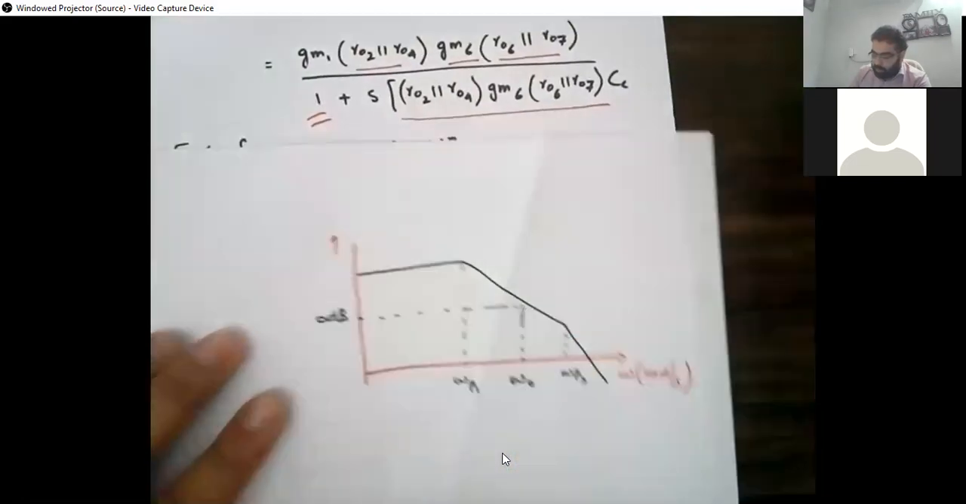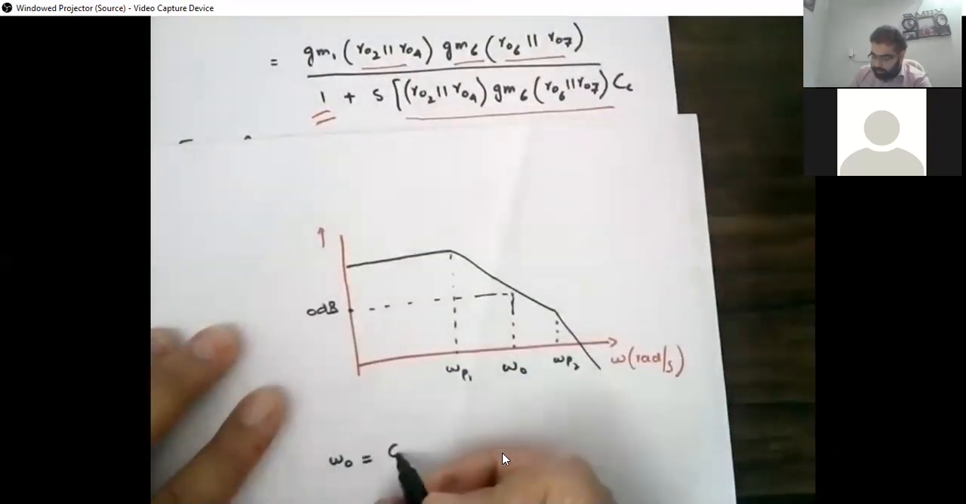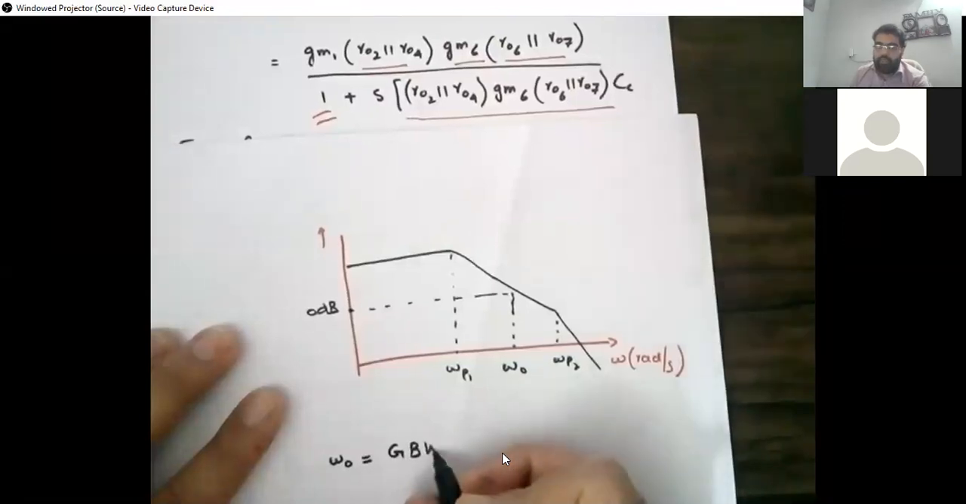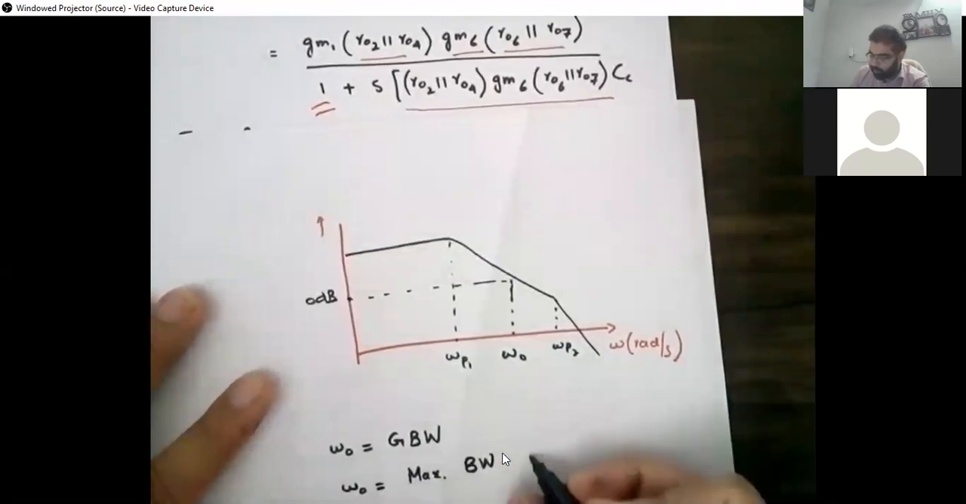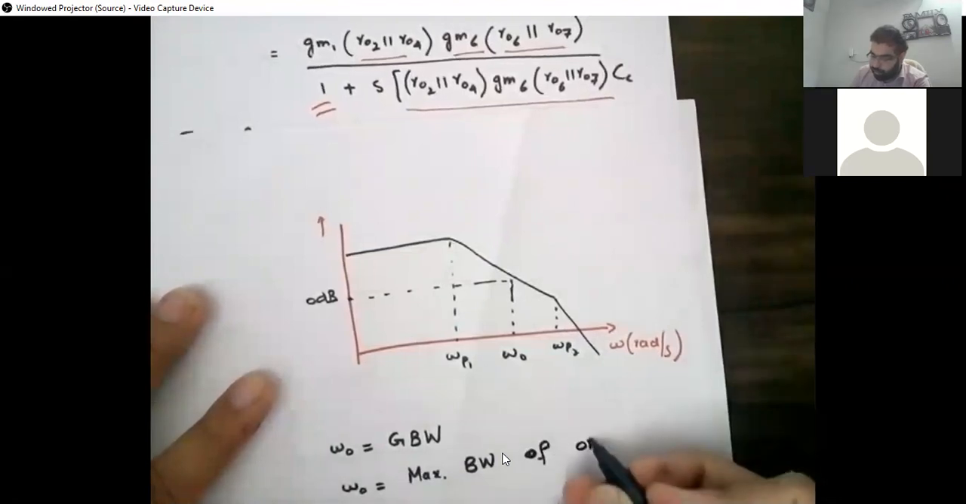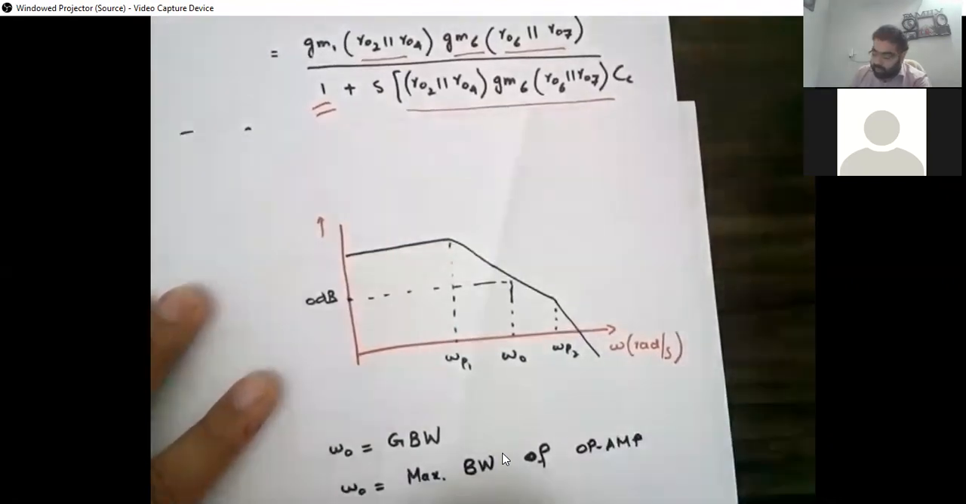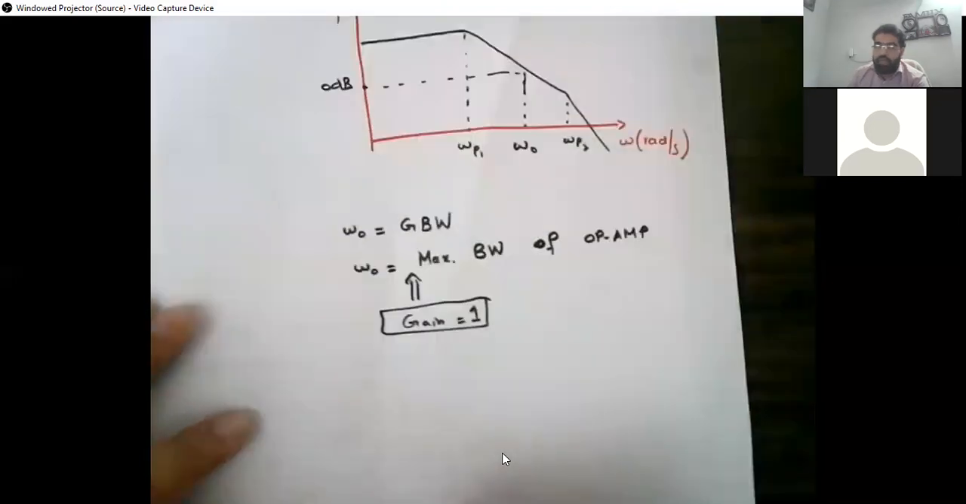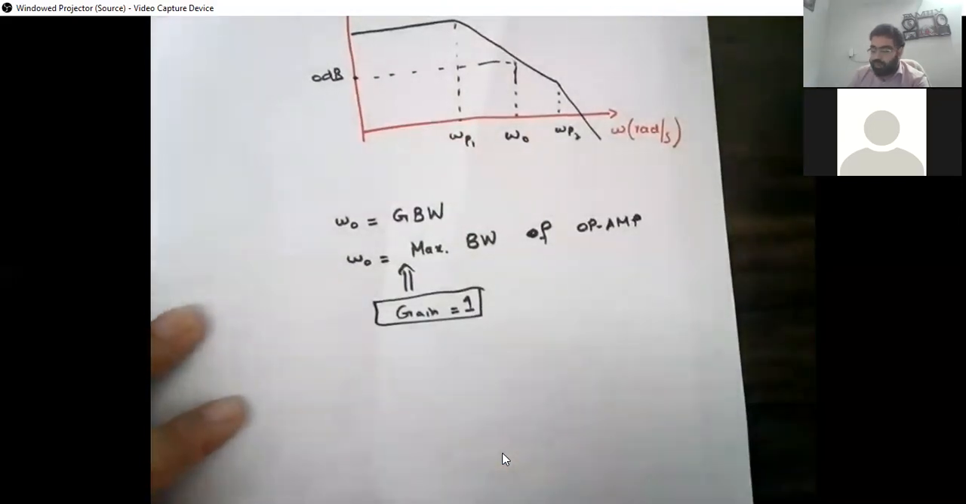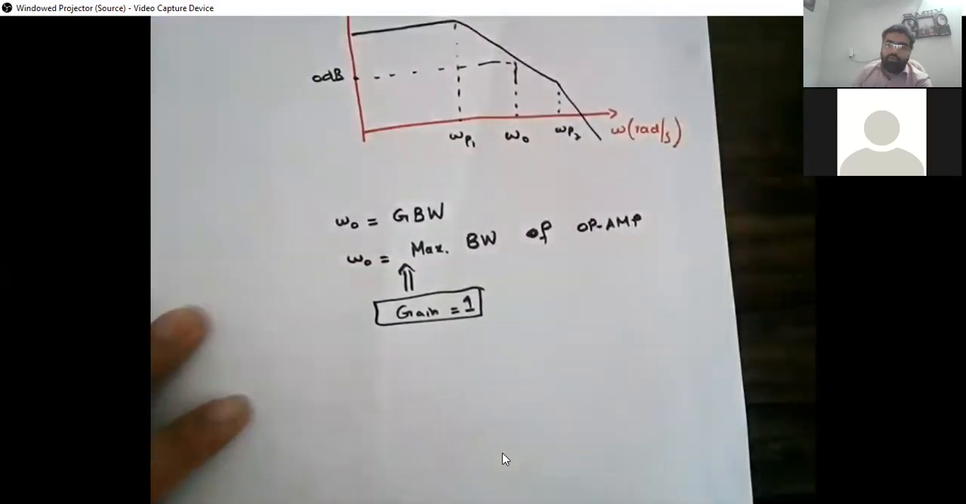What I said is that omega naught is equal to the gain bandwidth product. Or we can say omega naught is equal to the maximum bandwidth of an operational amplifier. Why? Because at this point the gain is 1. So at this point my gain is 1. As I increase the gain, what's going to happen? My closed loop bandwidth is going to reduce.